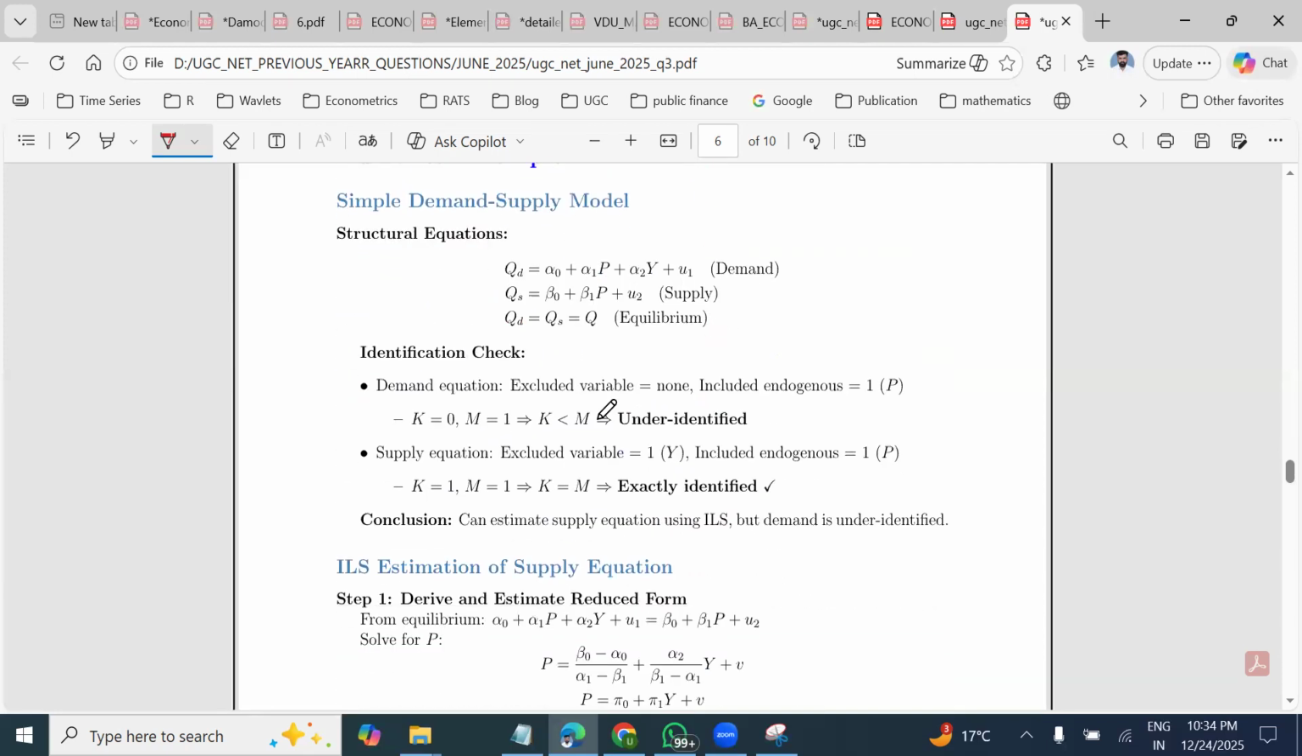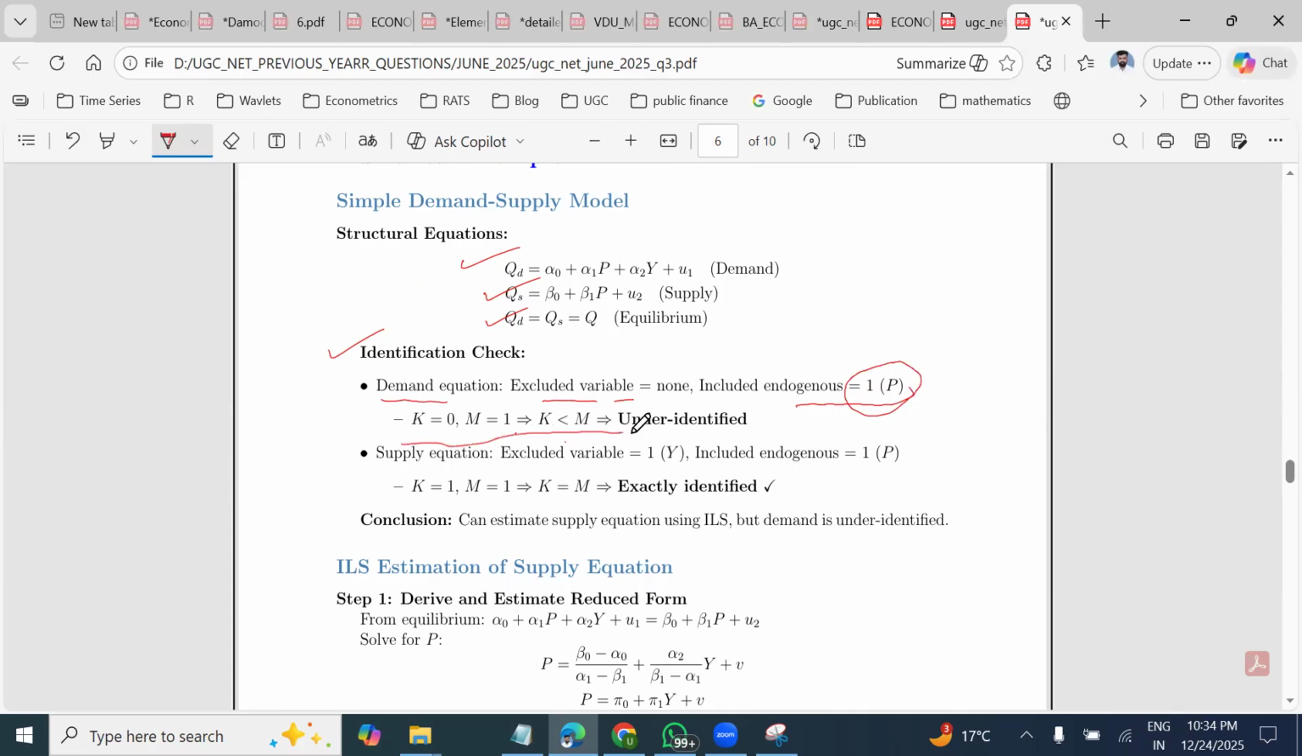Now we will see the things k, m, whatever we have discussed, whether you are getting them or not. This is the structural equation. This is your demand equation, this is your supply equation, and this is your equilibrium condition. How will you do the identification check? In the demand equation, what are the excluded variables? No variable is excluded here. It includes one endogenous variable, that is P. So k is equal to 0 here and m is equal to 1, right? So k is less than m.